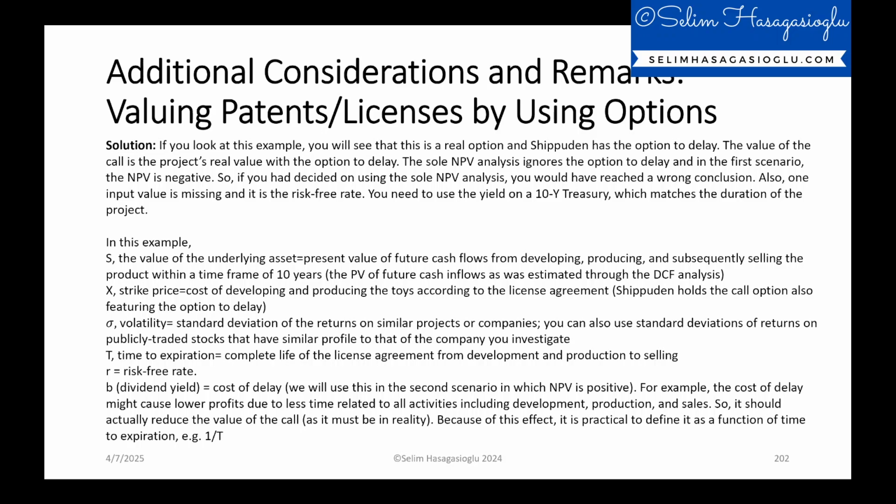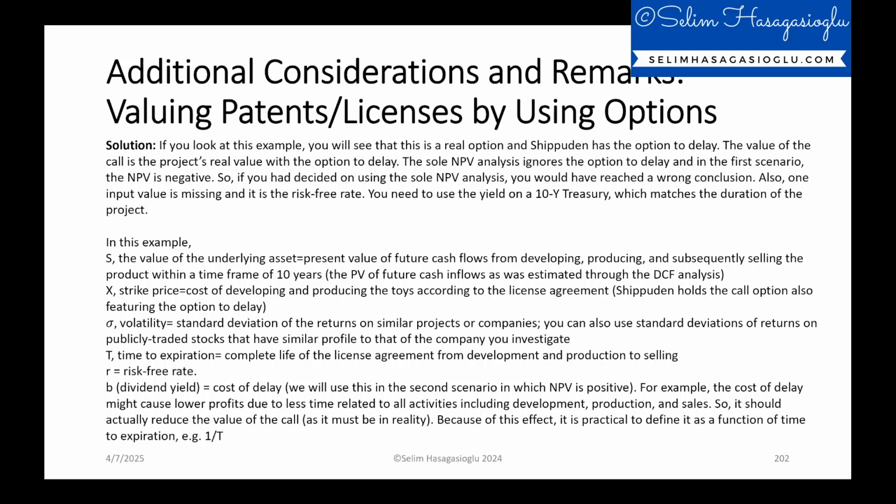You can also use standard deviations of returns on publicly traded stocks that have a similar profile to that of the company you investigate. T, time to expiration, is the complete life of the license agreement from development and production to selling. R is the risk-free rate, and B is the dividend yield, the cost of delay. We will use this in the second scenario of the question, in which net present value is positive.